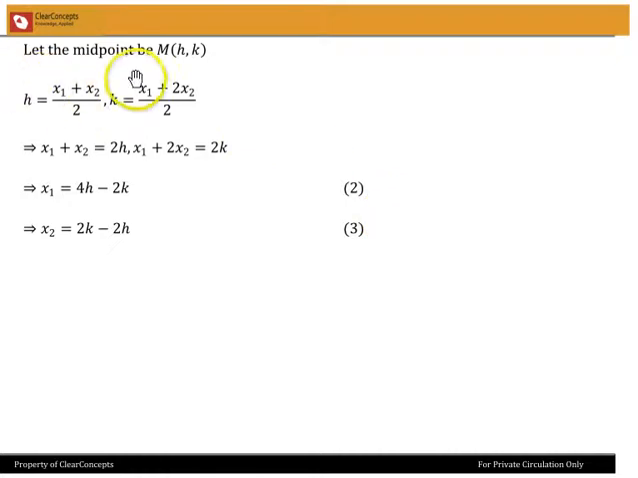Now let the midpoint that we are looking at and trying to find the locus for be M(h, k). Then automatically h will be (x1 plus x2)/2 and k will be (x1 plus 2x2)/2. So that gives us x1 plus x2 is 2h and x1 plus 2x2 is 2k. Solving these two equations, we will get x1 is equal to 4h minus 2k and x2 is equal to 2k minus 2h. Let's call these equations 2 and 3.